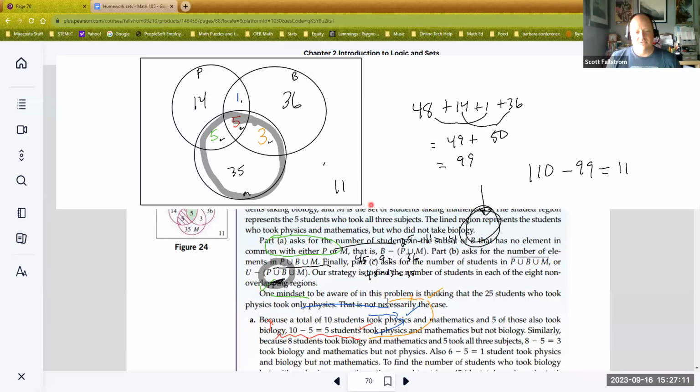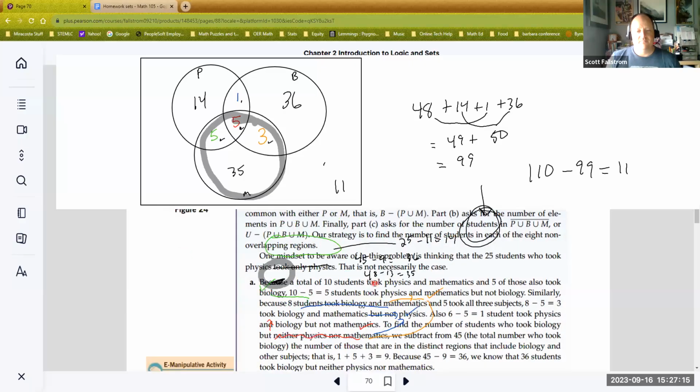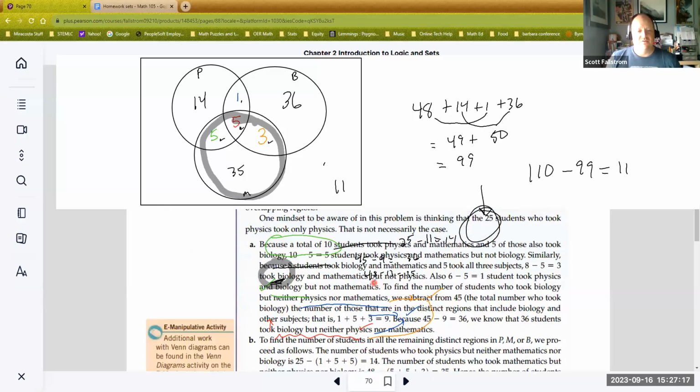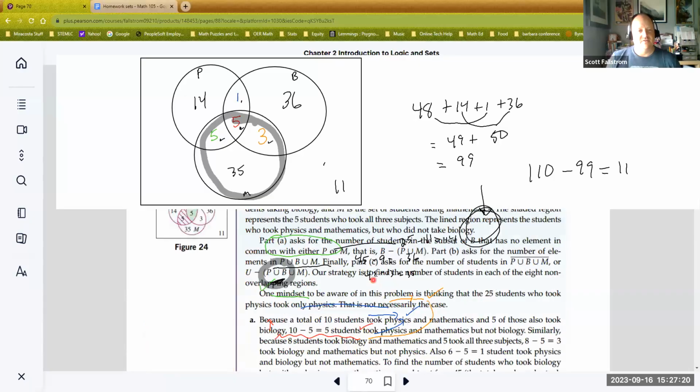And I'm not sure what the questions are here, but I think it's something like how many took biology, but not physics and not math. So how many took biology, but not physics and not math? That would be 36. And I can see it straight from my picture here.